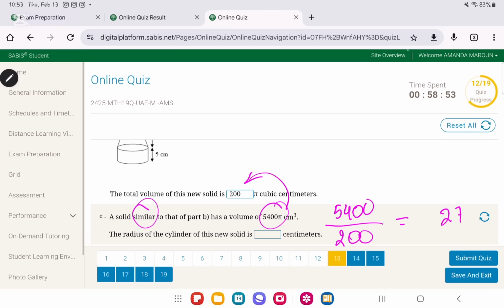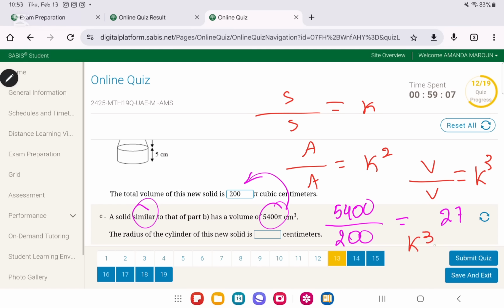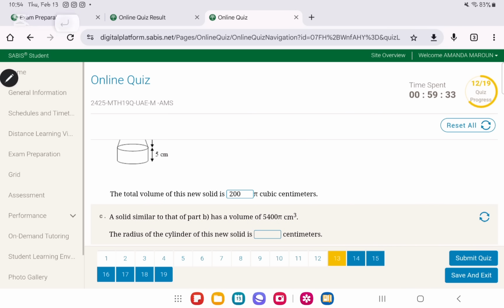Now, if you remember, if we did side over side, we got a constant. Okay? If we did area over area, we got constant squared, and if we did volume over volume, we get what? We get constant cubed. So constant cubed, because we did volume over volume, is equal to 27. So very simply, the constant is equal to the cube root of 27, which is 3. So we're going to take the old radius, which was 5 centimeters, and multiply it by the constant 3, and we get an answer of 15 centimeters.